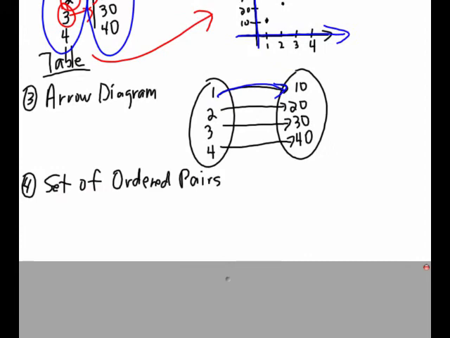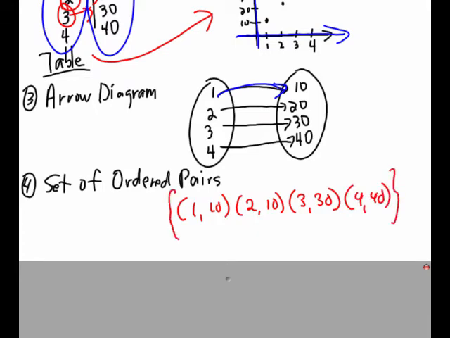A fourth way is using a set of ordered pairs. So our first coordinate, comma, our second, which relate to the points on the graph. These are ordered pairs. The order matters. The first coordinate is related to the second. And we could put those inside of a set. Okay, so a set of ordered pairs.